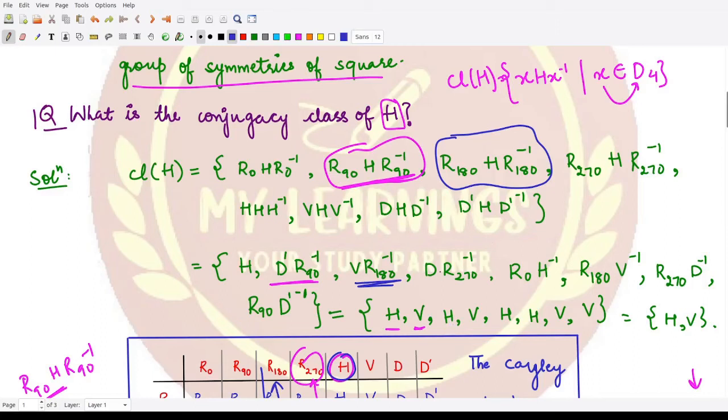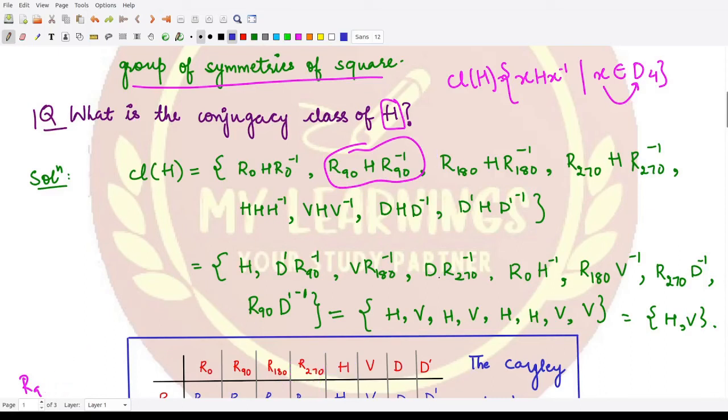Similarly, we can calculate it for all the elements here. So therefore you can see here, when you simplify all the entries and calculate all the values here, you would be getting H, V, H, V, H, H, V, V. So that means your set, after excluding the entries which are repeating themselves, we are only left with the set containing H and V. So this forms the conjugacy class for the element H, right? It contains two entries, so H is a conjugate to itself, and moreover H is a conjugate of V, right?